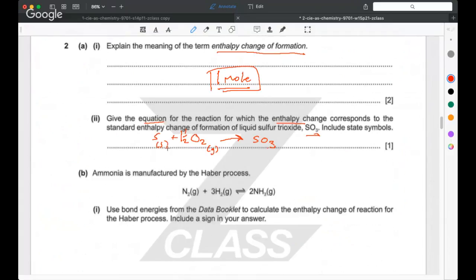Now we know the standard states were sulfur solid, oxygen's a gas, and we've got a clue here, haven't we, that we're trying to make this liquid. It's a liquid sulfur trioxide, so we put L in there for liquid. It's very important that you include the standard states, and the examiner said that if you didn't put the state symbols in, you don't get the mark.